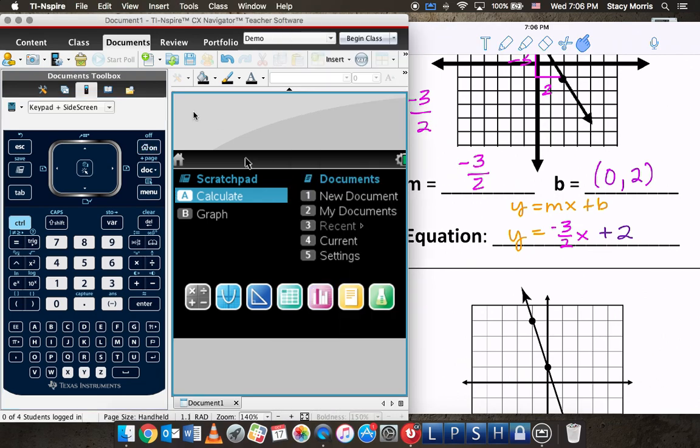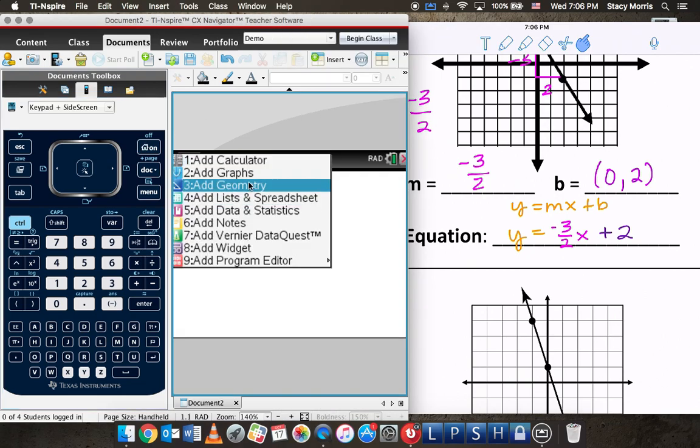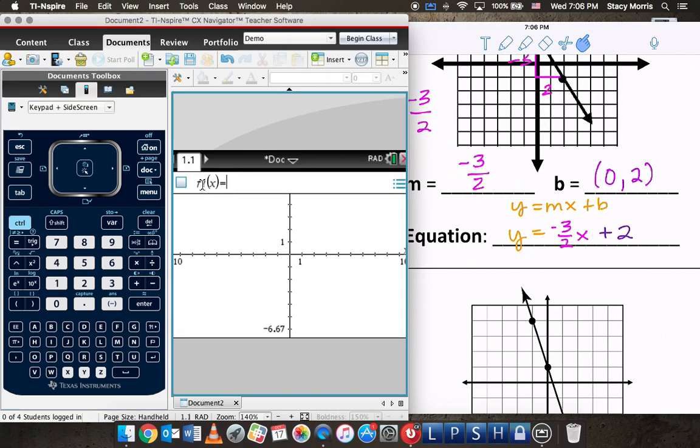I'm going to add a graph page, so I'm going to do a new document, add a graph. You can leave this as f of x. Remember that y and f of x are the same thing, so that is really important. This is the same thing as saying f of x equals -3/2 x plus 2. So really important that you know that y and f of x are the same thing. If you wanted to delete it and change it to y equals, you can, but you don't need to.